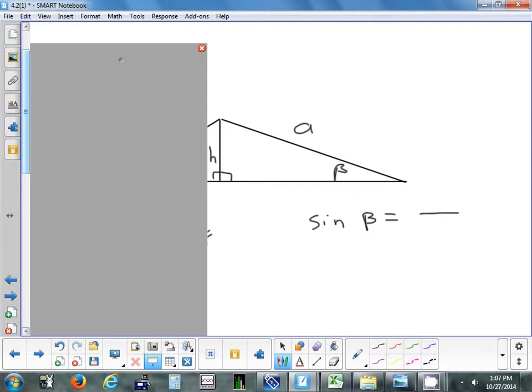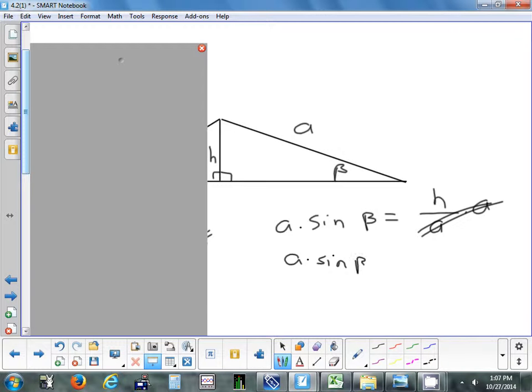Sine of my angle is opposite over hypotenuse. And I want to get H by itself again. How would I get H alone? Yeah, times it by A. Good job. Times it by A.